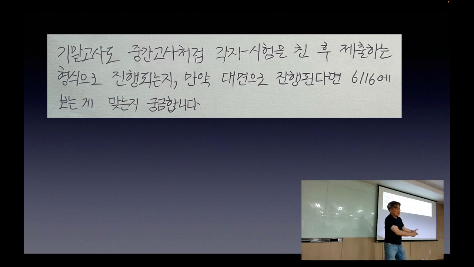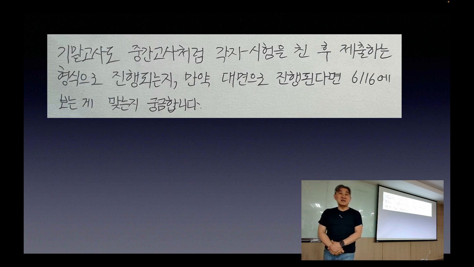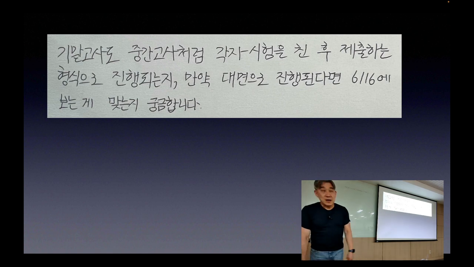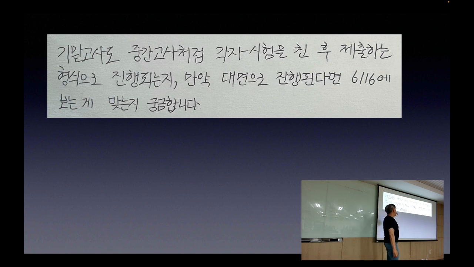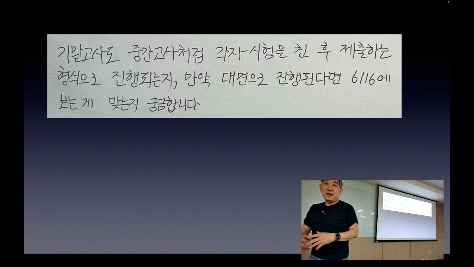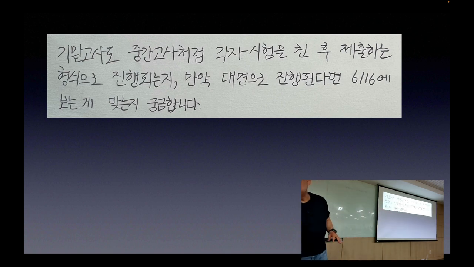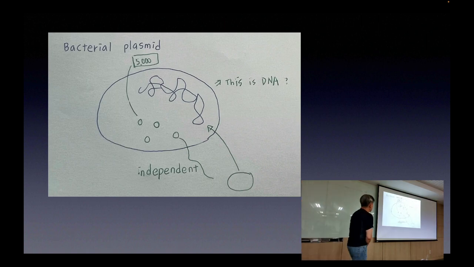So I am more inclined to, okay, should I just keep the take-home exam format? I have a kind of feeling. But decisively, I will let you know soon whether I'm going to do it. And if for some reason I decide to switch to the in-class exam, the final exam date will be June 16. So that should be the answer to this particular question.